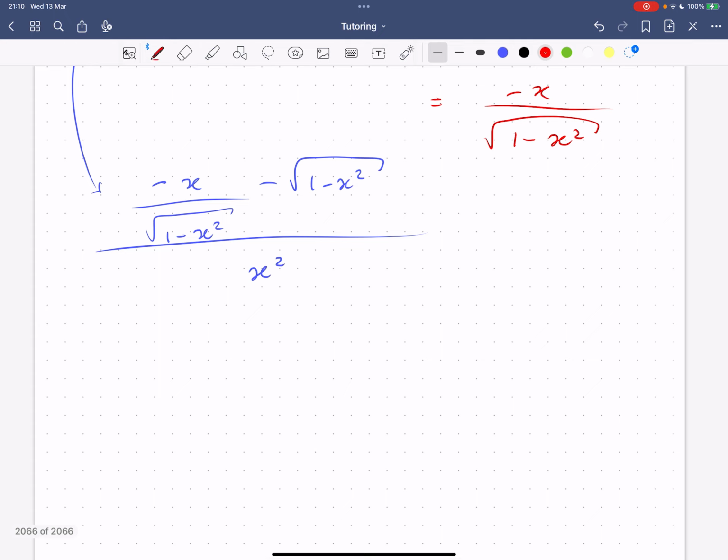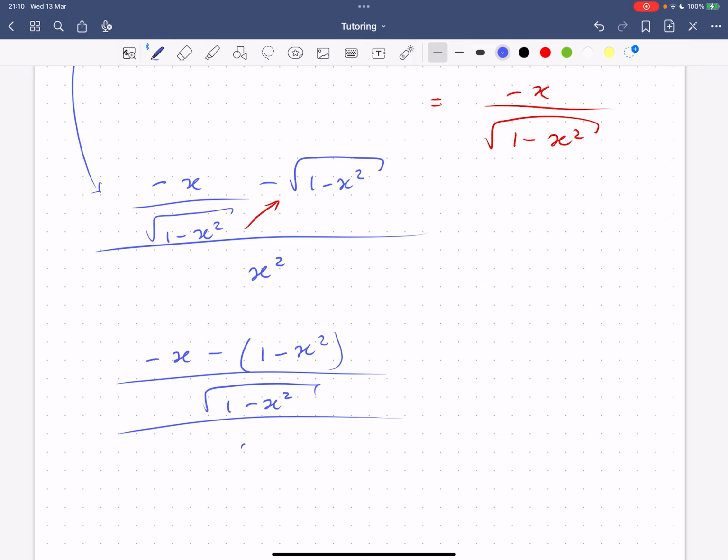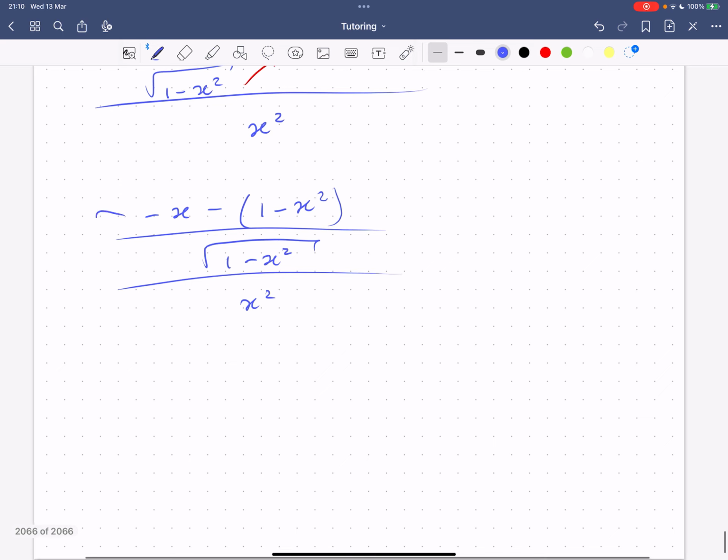Let's simplify. Let's make this a common denominator. Minus x minus, if I times that up to there, the square root goes away, over the square root of 1 minus x squared over x squared. Let's bring down that denominator.